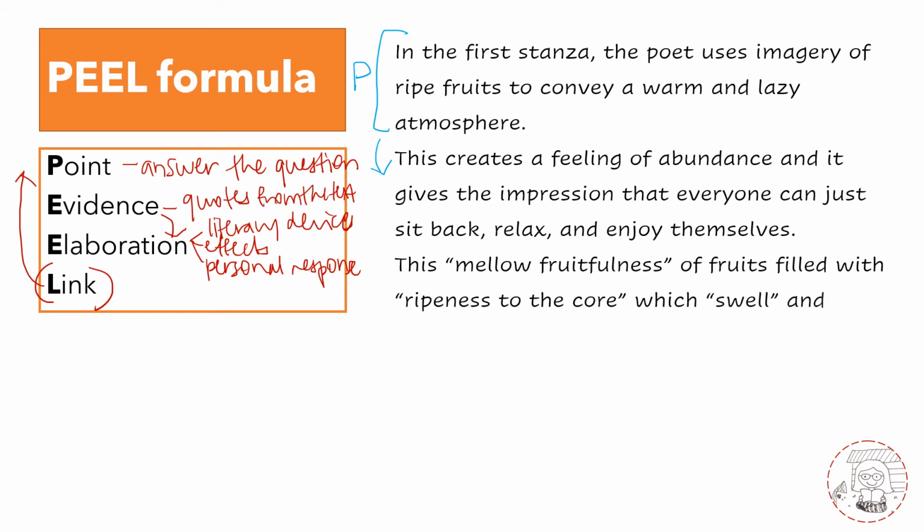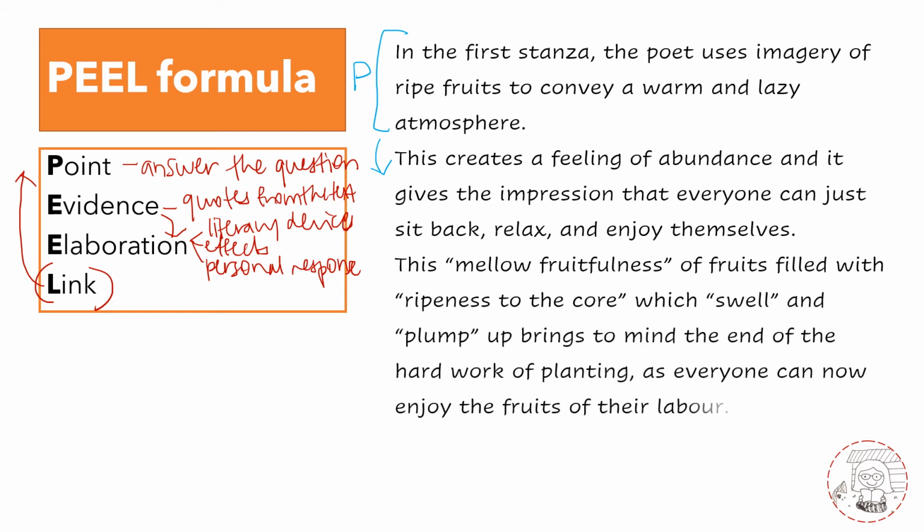But in my next sentence, I bring in evidence: this mellow fruitfulness of fruits filled with ripeness to the core, which swell and plump up. So I've got lots of evidence here. And this brings to mind the end of the hard work of planting, as everyone can now enjoy the fruits of their labor. This is in fact an elaboration on the evidence. I just combined it all into one sentence. So you can see here that I have used the PEE formula to write my first body paragraph, and I did not include a link because I felt that it's fine on its own.